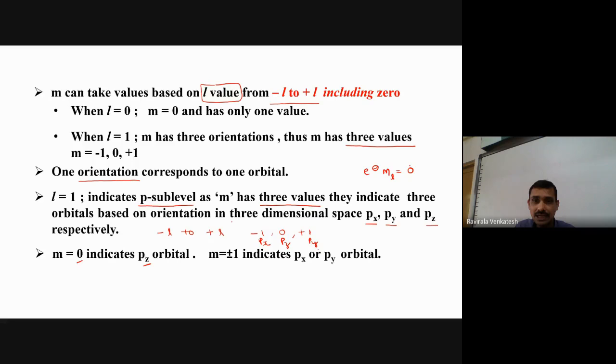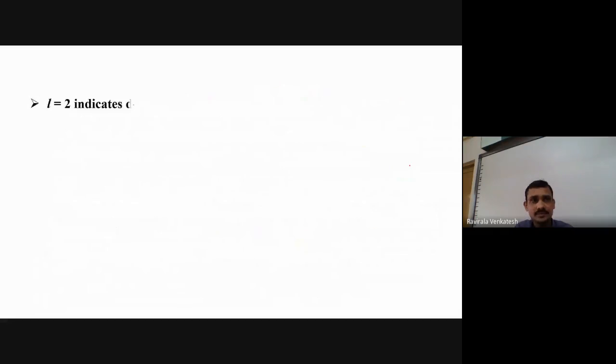See, the electron is present in the p orbital, which is oriented in z axis. Okay, which is oriented in z axis, right? So this is the way you can easily answer like this. Now let me move to next slide here. Now if L is equal to 2, which orbital is that?